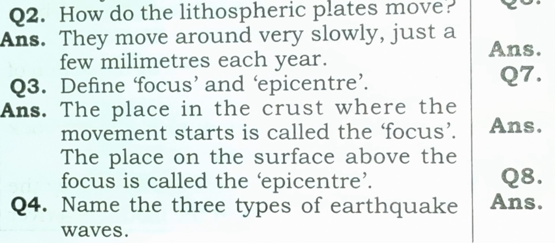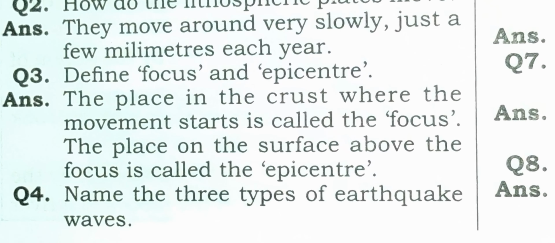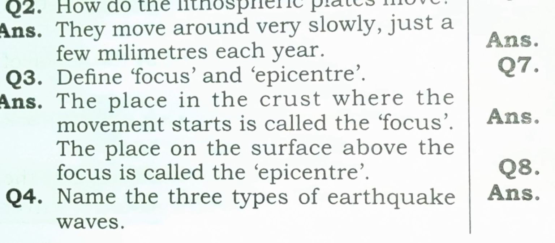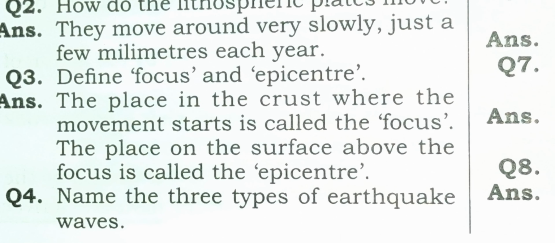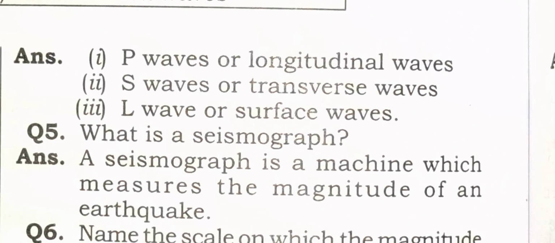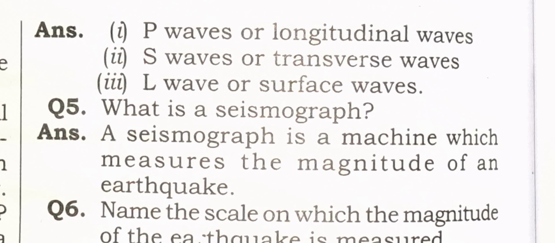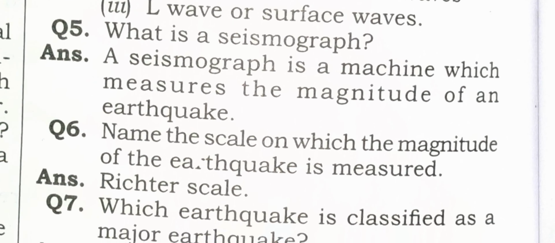Question 3. Define focus and epicenter. The place in the Earth's crust where the movement starts is called the focus. The place on the surface above the focus is called the epicenter. Question 4. Name the 3 types of earthquake waves. Answer. First, P waves or longitudinal waves. Second, S waves or transverse waves. Third, L waves or surface waves.